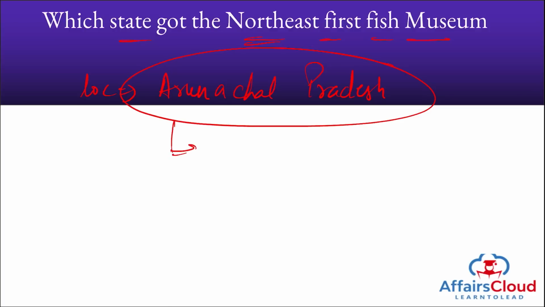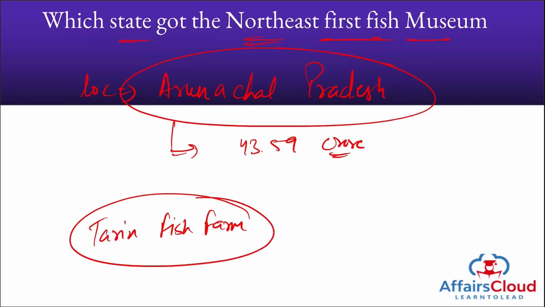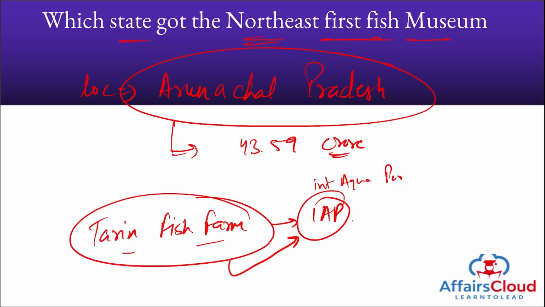Then remember, this project will be built with an outlay of 43.59 crore rupees. Then next thing, remember, this fish museum will be part of an integrated aqua park. And another thing, remember, a question can be asked: where is the Terrain fish farm? The Terrain fish farm is also located in Arunachal Pradesh. This Terrain fish farm will be upgraded as IAP. And what is IAP? We just saw, it is the Integrated Aqua Park. So this Terrain fish farm will be upgraded to an integrated aqua park, and in this integrated aqua park this first fish museum will be located.